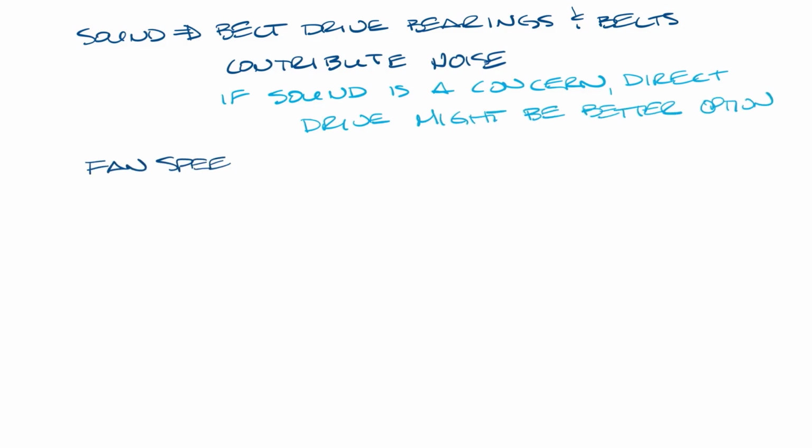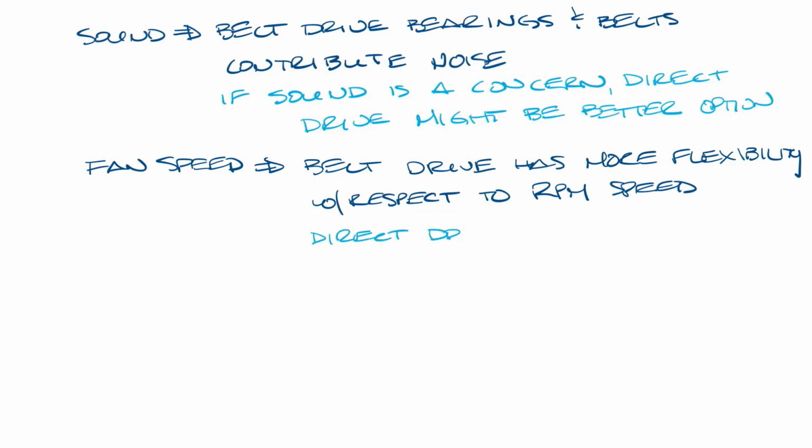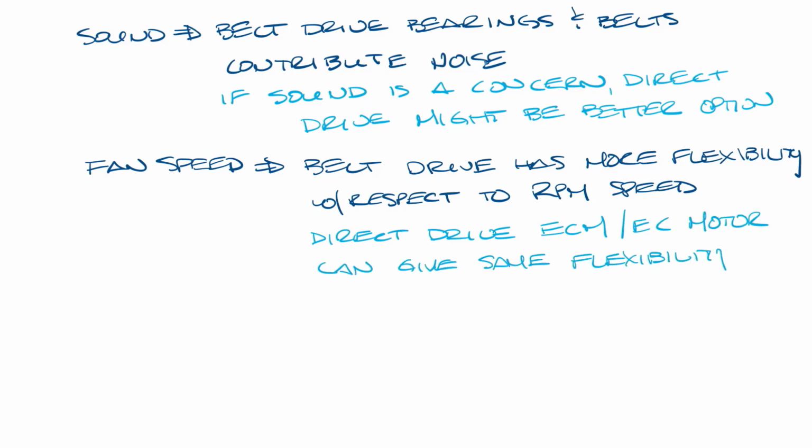Fan speed is another consideration. Belt drive fans have more flexibility with respect to RPM speed because you can configure the sheaves and belts to get a range of speeds with a fixed speed motor. With direct drive fans with ECM, also known as EC motors, you can get the same flexibility. But these motors are more expensive than fixed-speed motors. VFDs can also be used to control the motor speed.